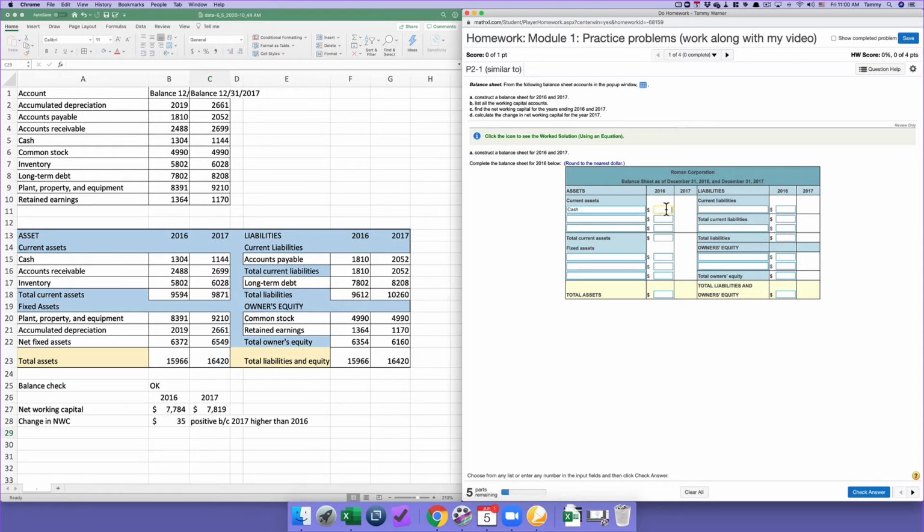But you do have to type in the numbers. So 1304. So it's just like Cengage in that regard, except it's a cleaner interface, right? So this is nothing more than a data entry screen, but it'll check, make sure that you've done it right.